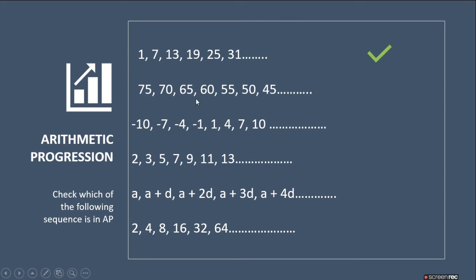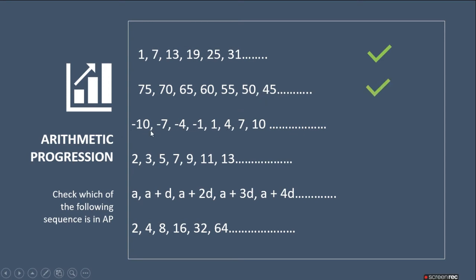The next question is 75, 70, 65, 60, 55, etc. Here the difference is 70 minus 75 equal to minus 5 and 65 minus 70 equal to minus 5. So the common difference is minus 5, so it is in AP.